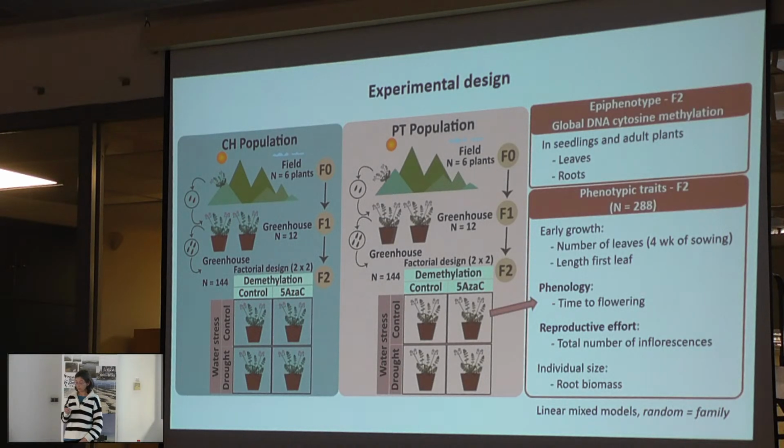And this is what we measured. We measured global DNA methylation in leaves and roots at seedling and adult stage, and then several phenotypic traits. And today I will pay attention to phenology, the time to flower, and reproductive effort that was measured in different ways, but today I will just talk about the total number of inflorescences. And the data were analyzed with linear mixed models, including the family as a random factor.